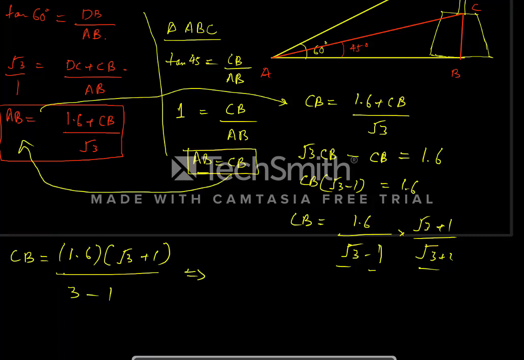So this will be equal to 1.6 divided by 2. That'll be 0.8, right? 0.8 is actually 8 by 10. 8 by 10 is actually 4 by 5. So we can write 4 by 5 times root 3 plus 1, and that is the value of CB. That means the height of the pedestal.